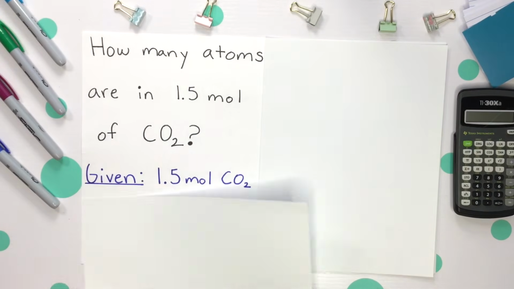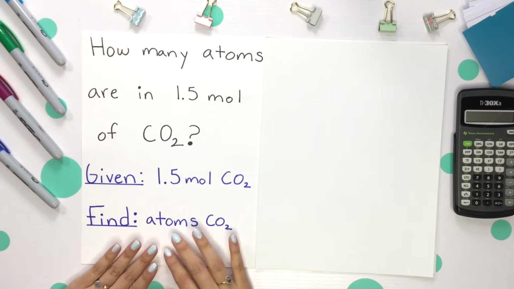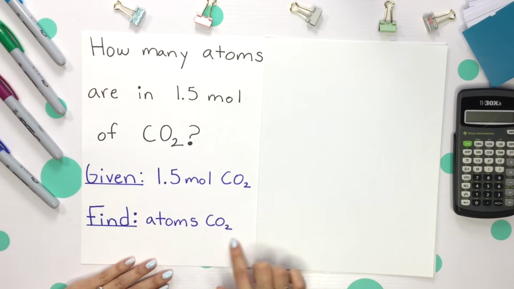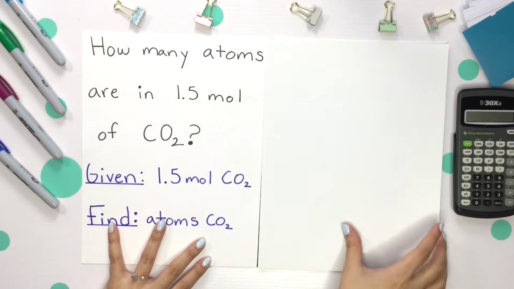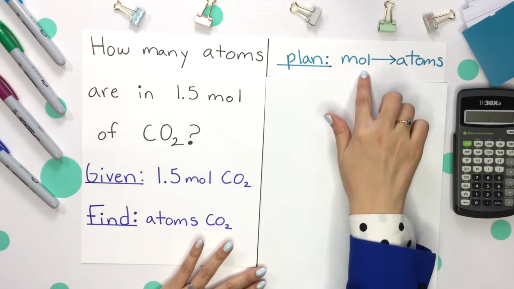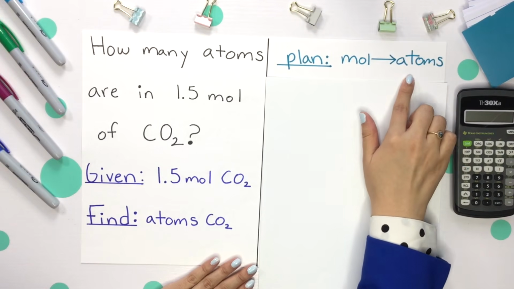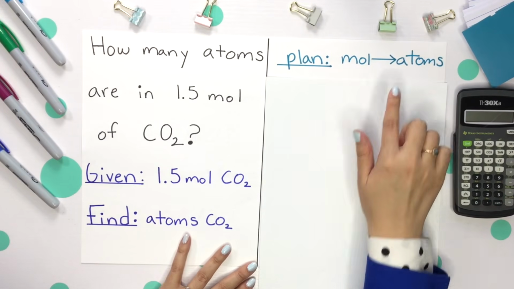As always, identify your given and what you're finding. Our given is 1.5 moles of CO2. We're finding atoms of CO2. So your plan is just going from moles to atoms. Keyword, atoms. So we know we're going to use Avogadro's number as our conversion factor.